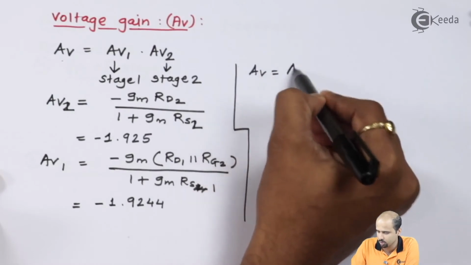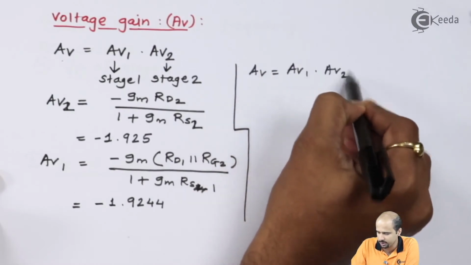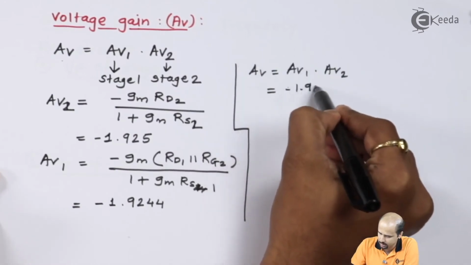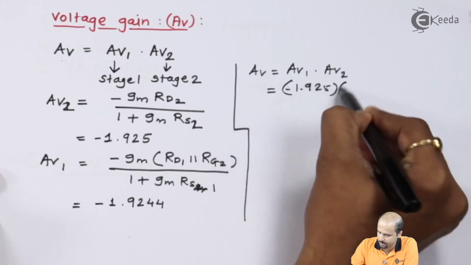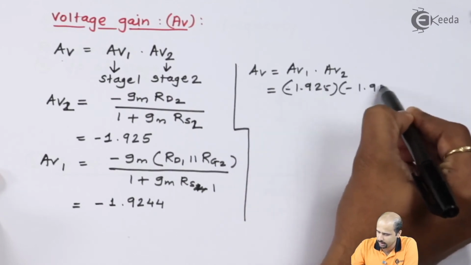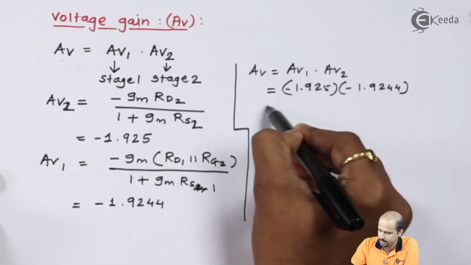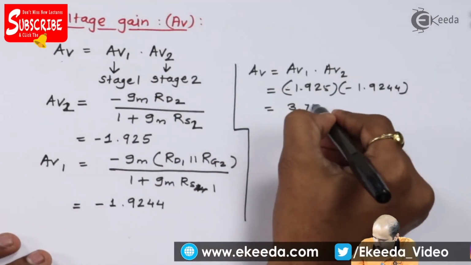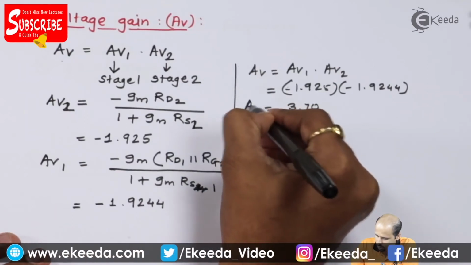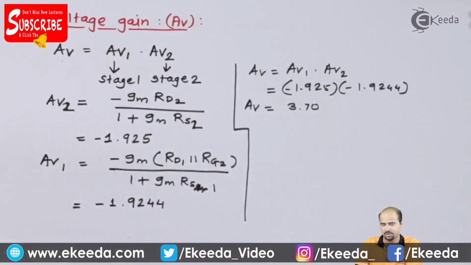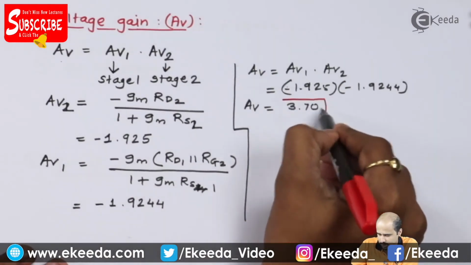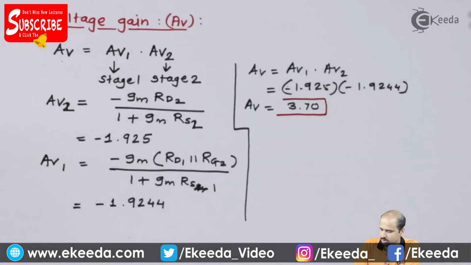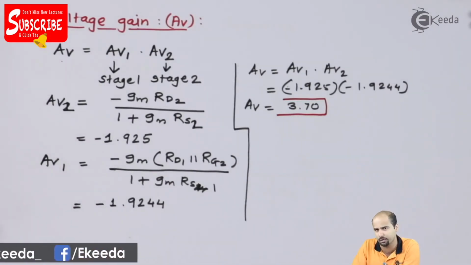So AV is equal to AV1 into AV2, and that value will become minus 1.925 multiplied by minus 1.9244, and that comes out to be 3.70. So this is the gain. So we have got the first factor which is expected as far as this numerical is concerned. Not always this will be expected. So they may ask you only separate lower cutoff frequency as well.